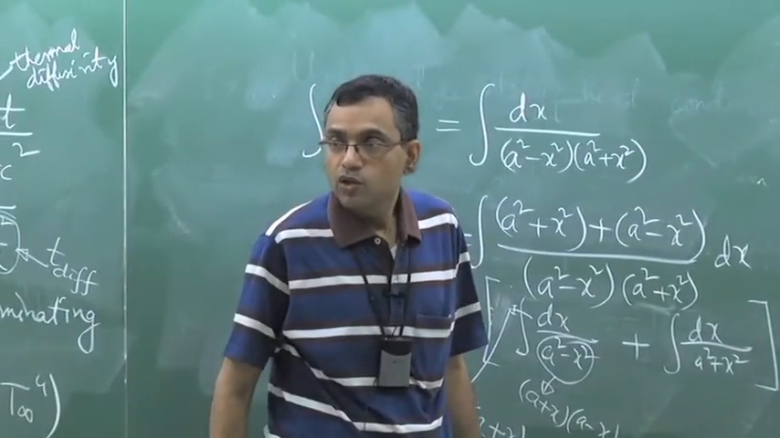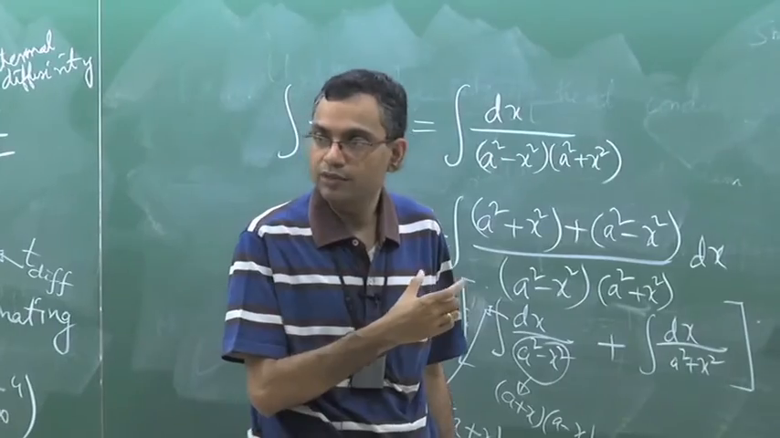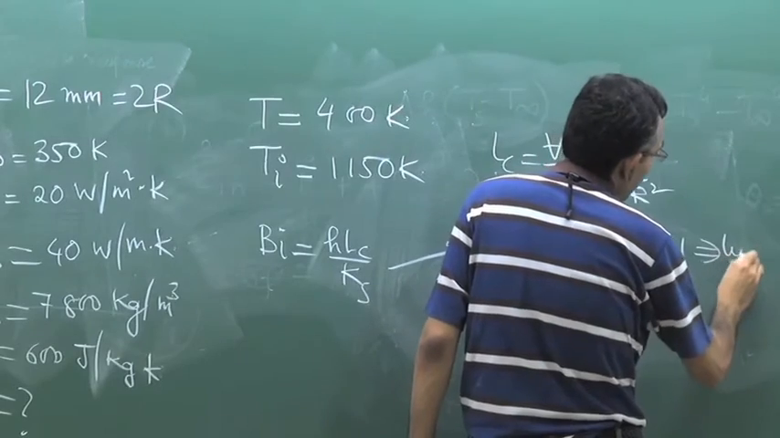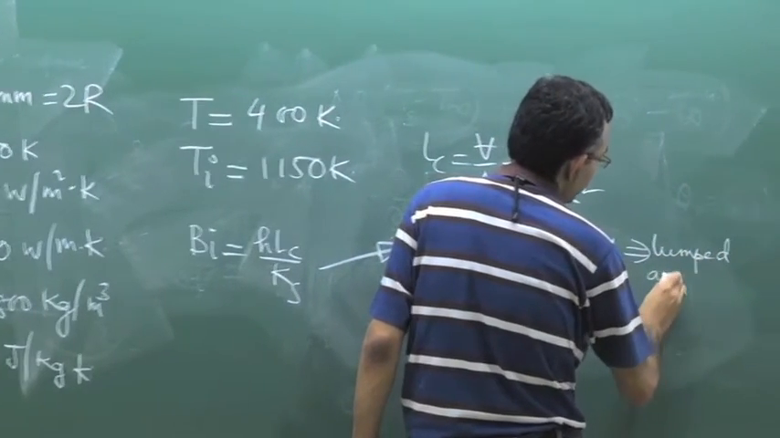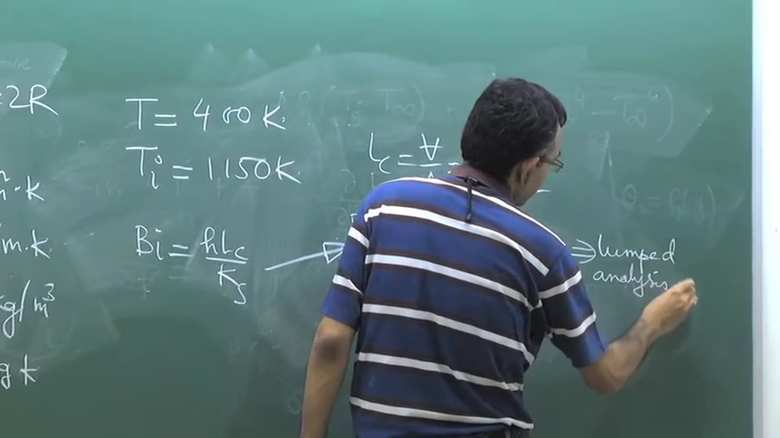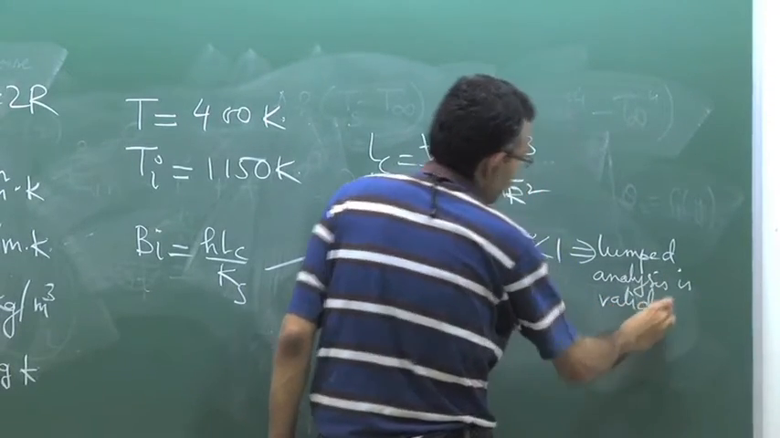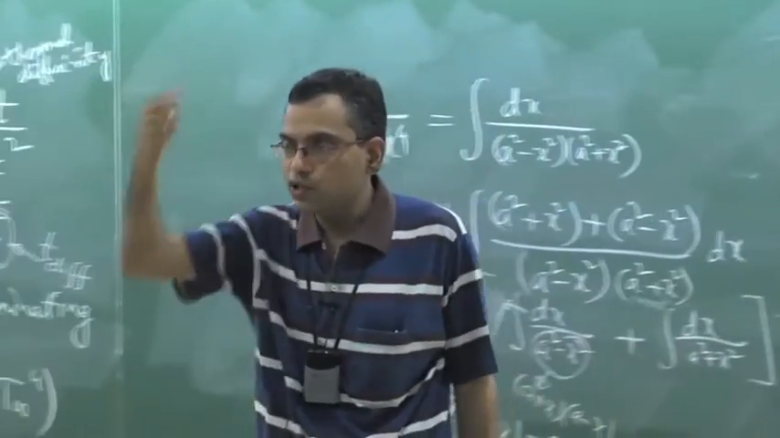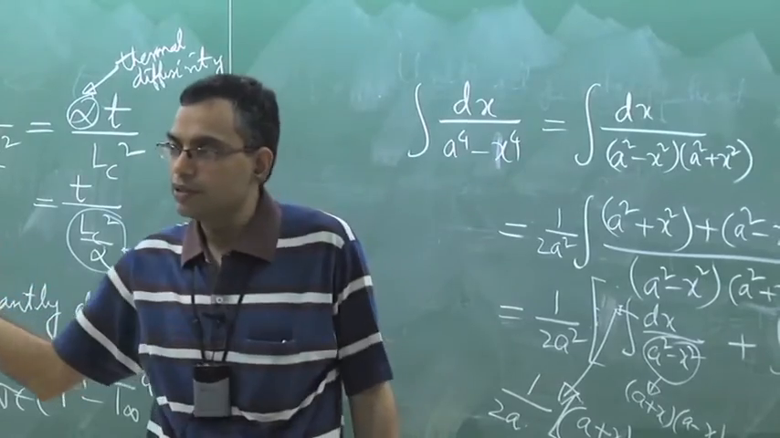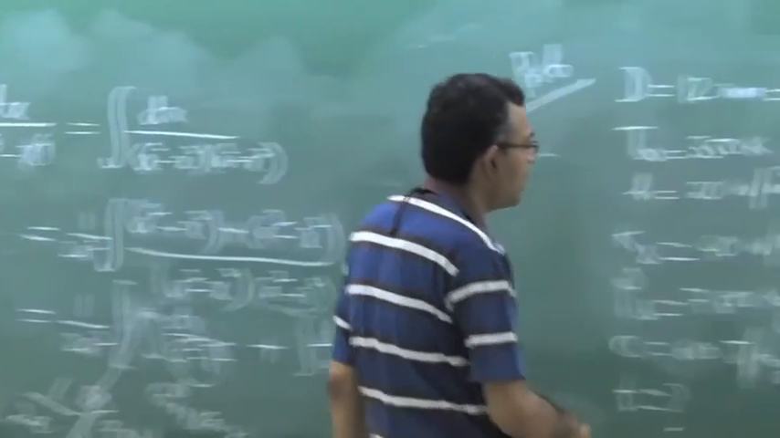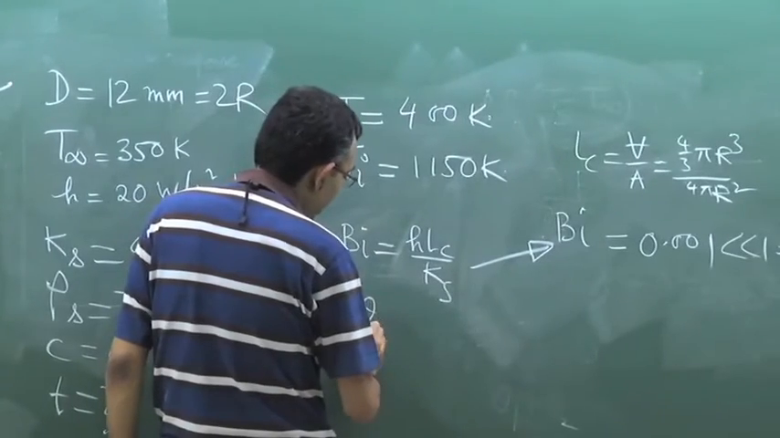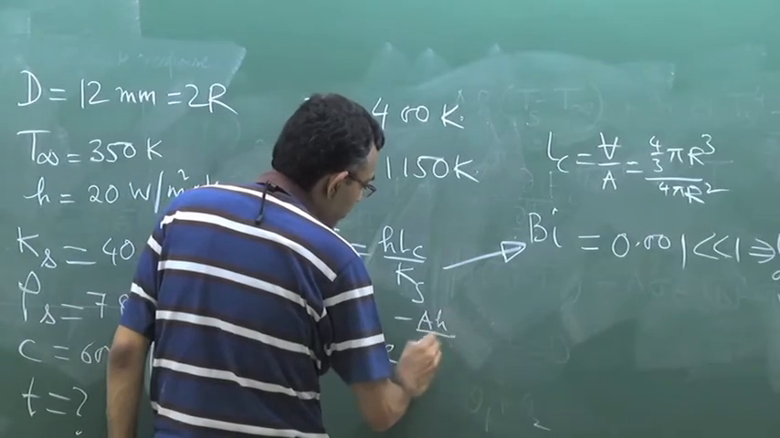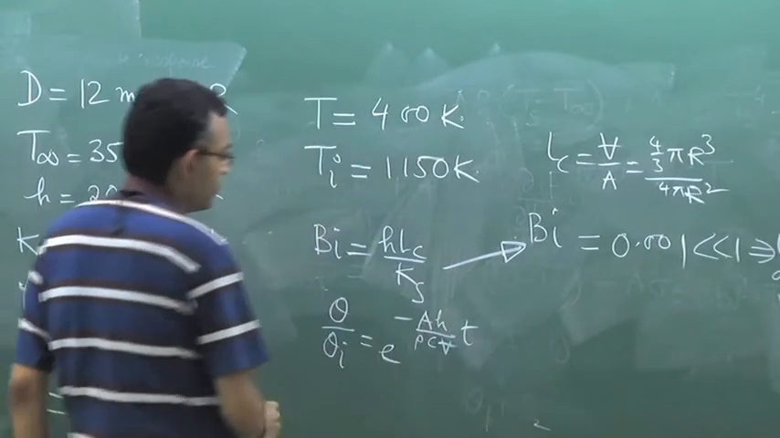So, we can assume this to be much less than 1. That means lumped analysis is valid. Then we can write the governing equation and solve it. I have already done it, so I am not going to write it again, but I will just write the final solution. theta by theta i is equal to e to the power minus hA by rho C V times t, right.